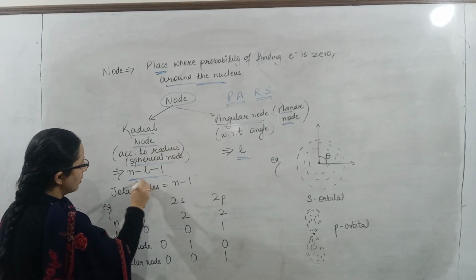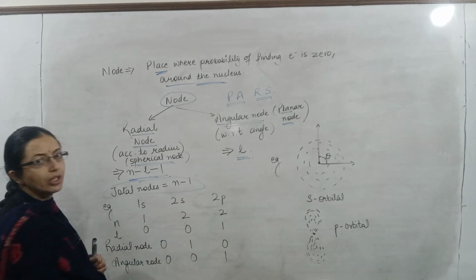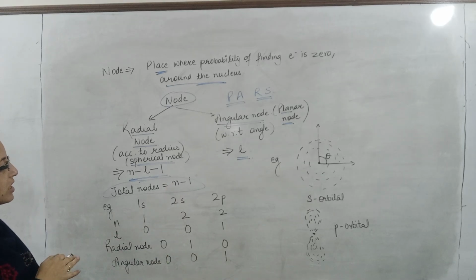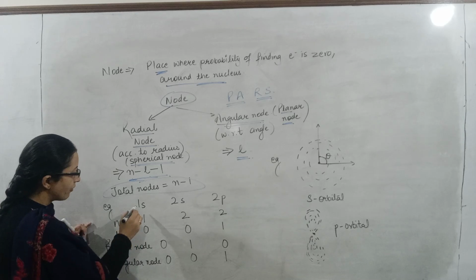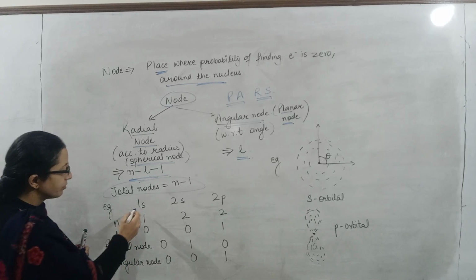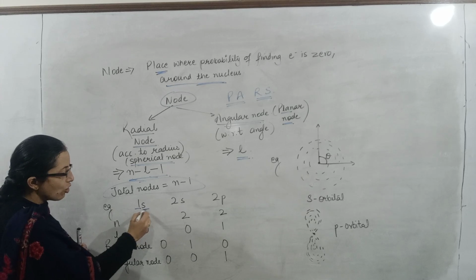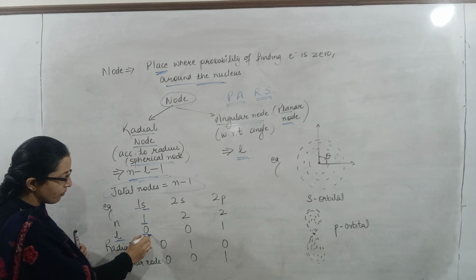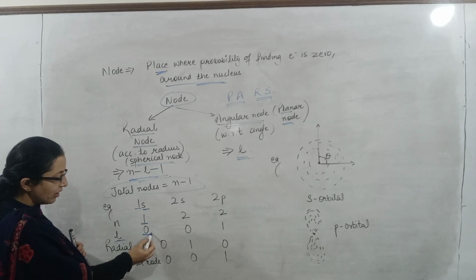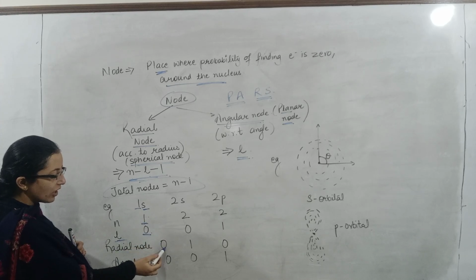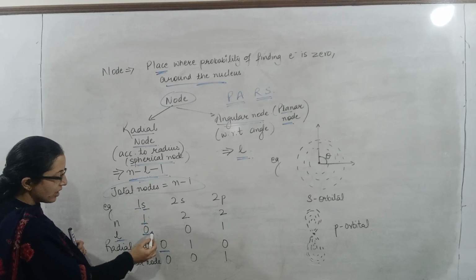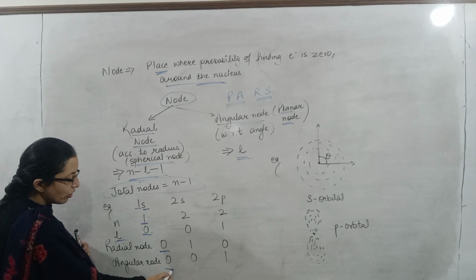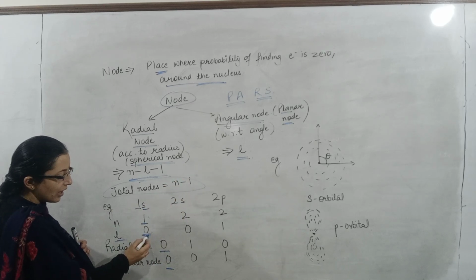इन दोनों को sum up करेंगे तो total nodes आ जाएगा, which is equal to n minus 1. So total node means radial node plus angular node. अब यहाँ पर for example देख लेते हैं 1s, 2s and 2p. अब 1s के लिए n का वैल्यू क्या है? 1. And for s orbital the value of L is 0. ठीक है, so n minus L minus 1. So 1 minus 1 will give us 0. So radial nodes will be n minus L minus 1, that is 0. And angular node is equal to L value, that is again 0.